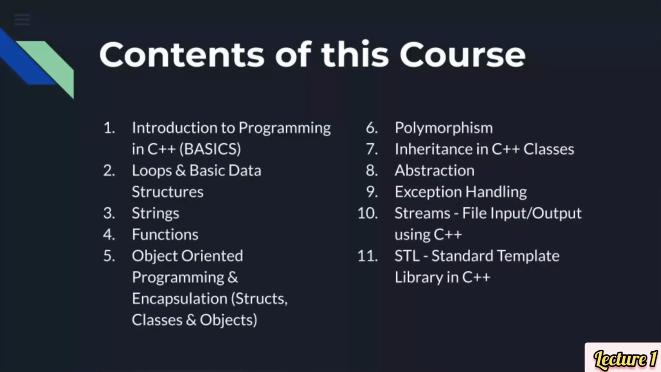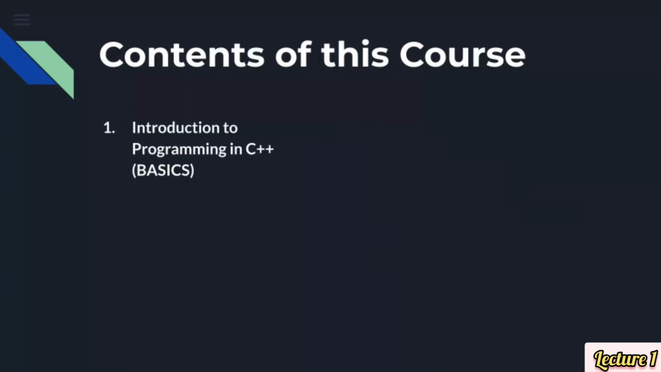Well, we have 11 broad units, starting with the first unit called the basics, or the introduction to programming in C++. This unit will get you started with programming in C++. It will help you understand the basic structure of a C++ program and the basic syntax around it. So you will get to learn about variables, about various data types available in C++, and also about how to take basic input and output from the user.